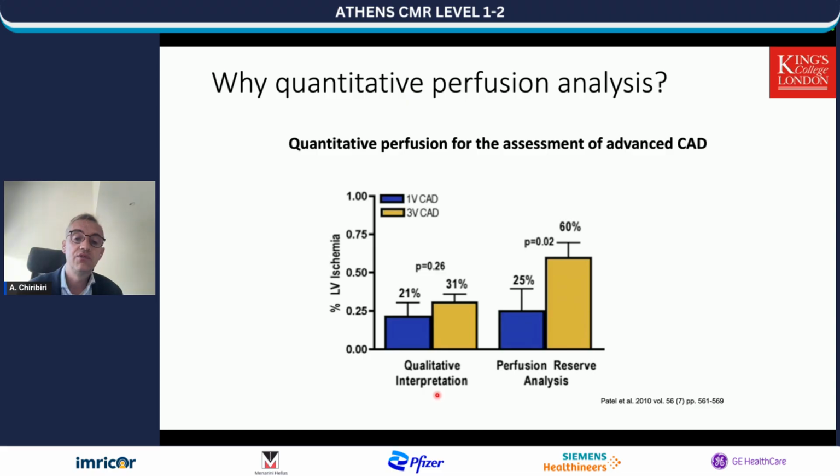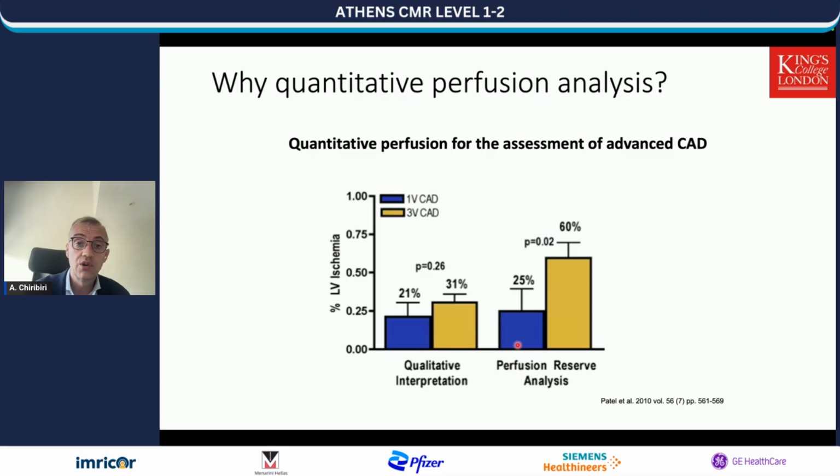And instead, if we use perfusion reserve analysis, or MPR, which is stress over rest as a ratio of quantitative analysis, in the same study, the authors were able to demonstrate for the first time that quantification actually has an advantage and is clearly able to differentiate single vessel from 3 vessel disease. So quantification is objective. It is more sensitive for diffuse ischemia. So these are the first 2 take-home messages.